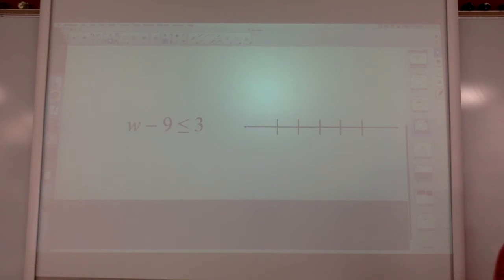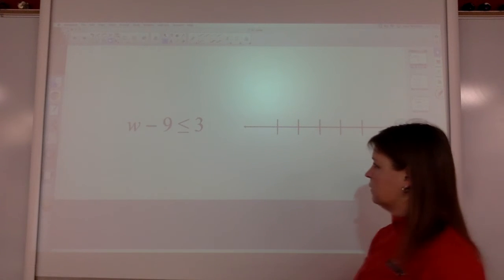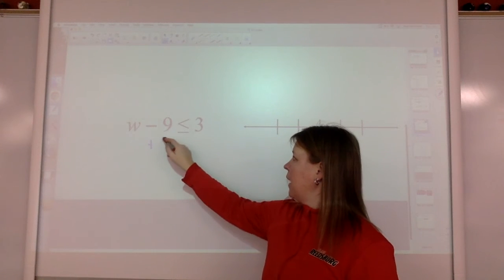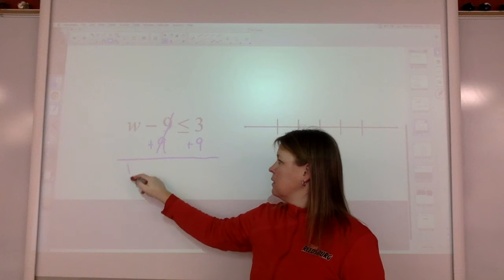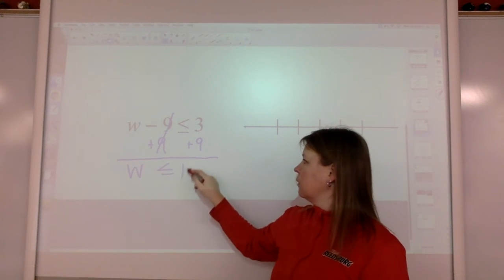W minus 9 is less than or equal to 3. Write it down, solve it, add 9 to both sides. This one cancels. W is less than or equal to 12.